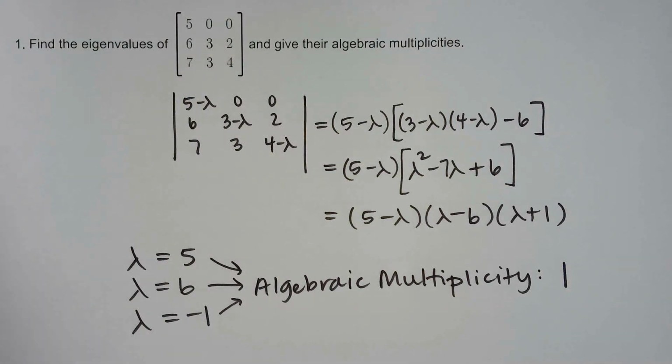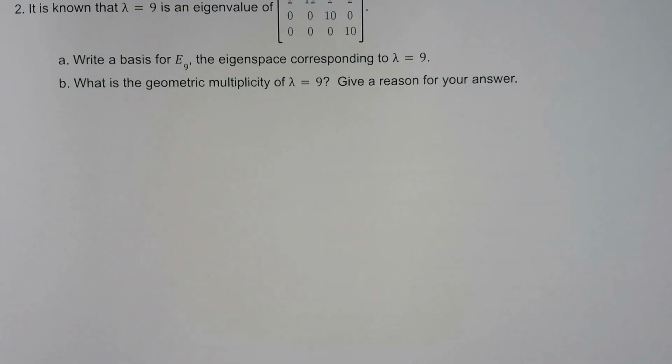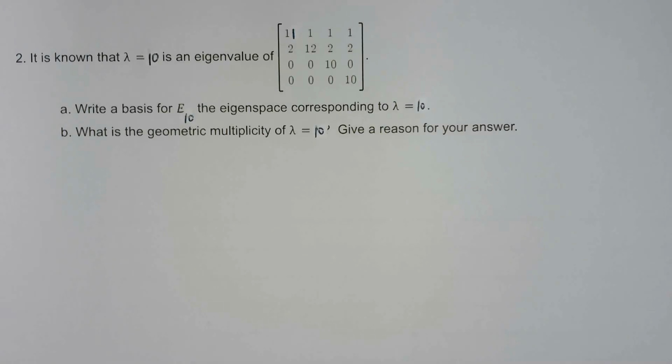The next one is going to be told a known eigenvalue. It is known that lambda equals 10 is an eigenvalue of this matrix. Okay, and write a basis for E10, the eigenspace corresponding to lambda equals 10.